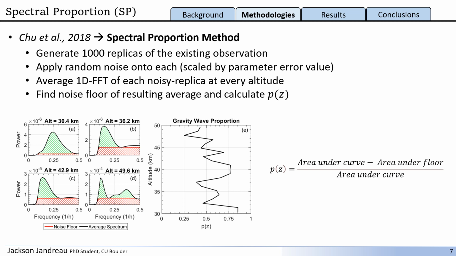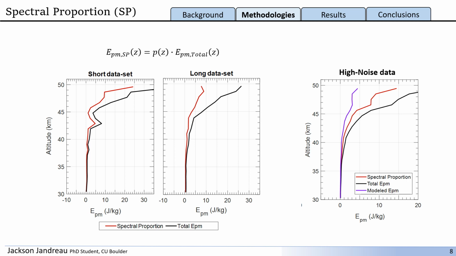We can see that with increasing altitude, the proportion of wave to noise decreases, which tracks with what we observed earlier. When applied to EPM calculation, we can see that the bias-corrected EPM is definitely lower. However, when we compare it to a forward model, we actually see that this value may still be overestimated. This will be discussed further in a future slide.